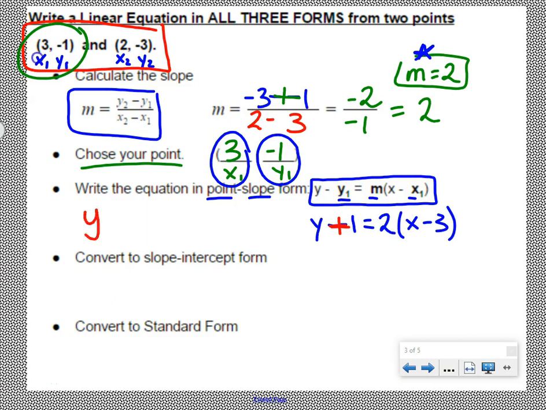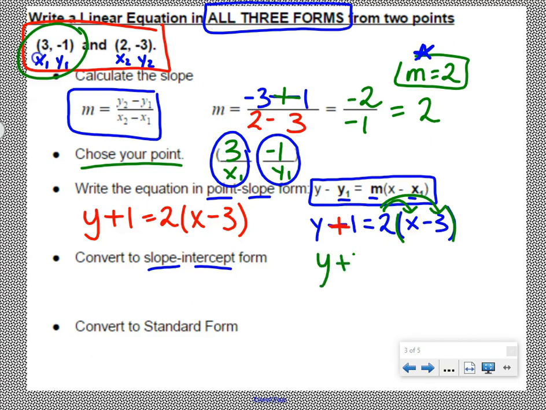So I'm going to write this over here. Y plus 1 equals 2 times x minus 3. That would be our equation in point slope form. Now the next step to get it into the next form, because again we need to write it in all three forms, to get it to slope-intercept form, we're going to convert. We're going to use the point slope form and we're going to change it. So the first thing we can do is distribute that 2.